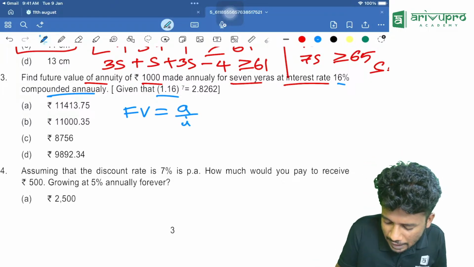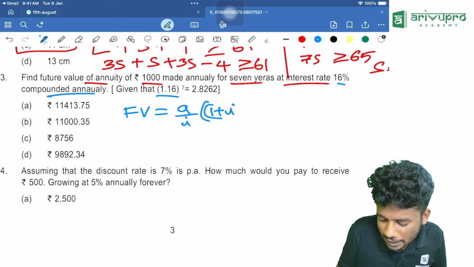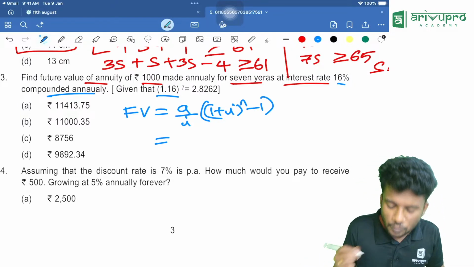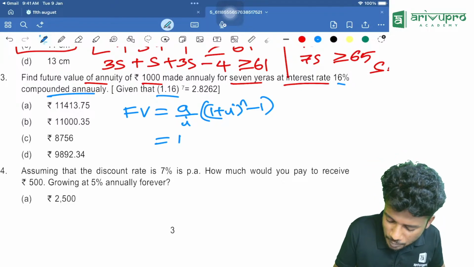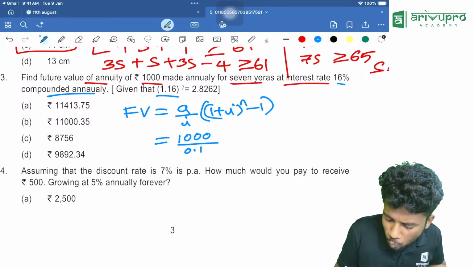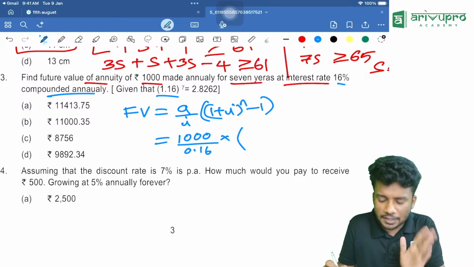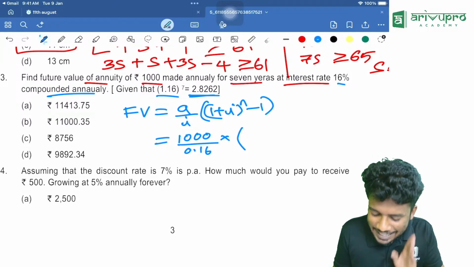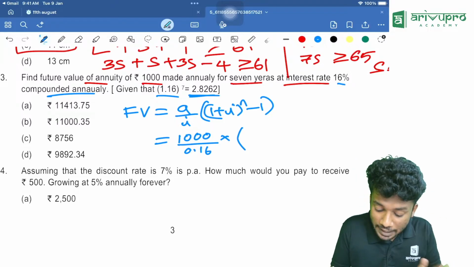So A by I into (1 plus I) the whole raised to n minus 1. This is the method, which is equal to what? A by I. A is how much? 1000 divided by I, which is 0.16, into (1 plus I) the whole raised to n. The value of this is given in the question, that is 2.8262, minus 1 is how much?